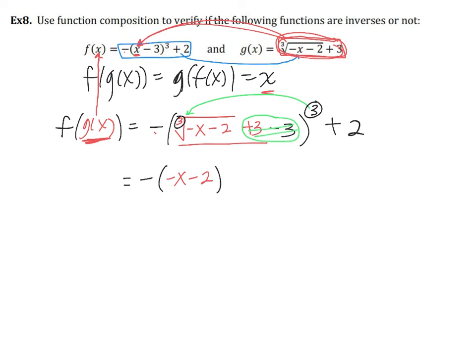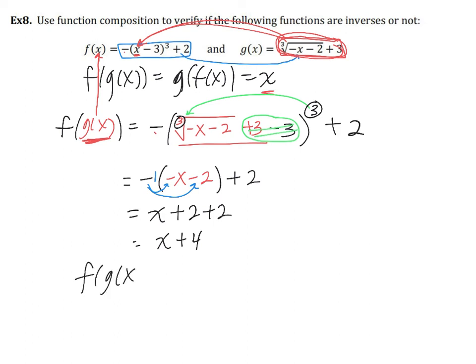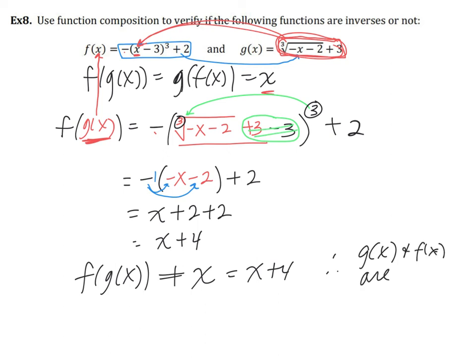So I just get negative x minus 2 inside that parentheses, and then I have a plus 2 out here. But this negative sign makes us distribute, so be careful, you have a minus 1 in here. Negative 1 times negative x is positive x, negative 1 times negative 2 is positive 2, and x plus 2 is not x, it is equal to x plus 4. So f of g of x does not equal x, it equals x plus 4, therefore g of x and f of x are not inverses of each other, right?